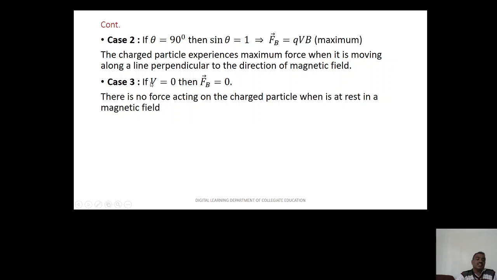The next condition, if v is equal to 0, then F_B is equal to 0. There is no force acting on a charged particle when it is at rest in a magnetic field. That's the meaning of this condition.